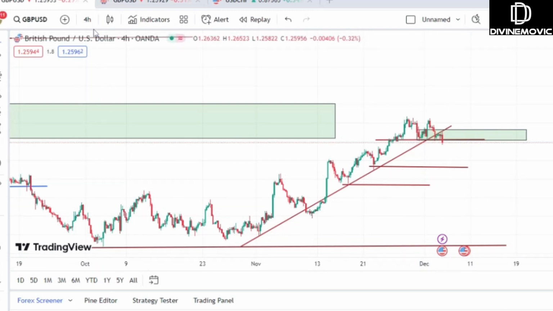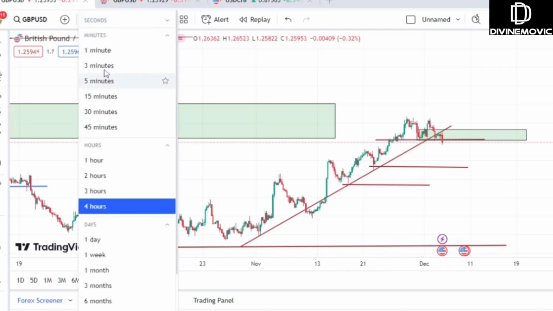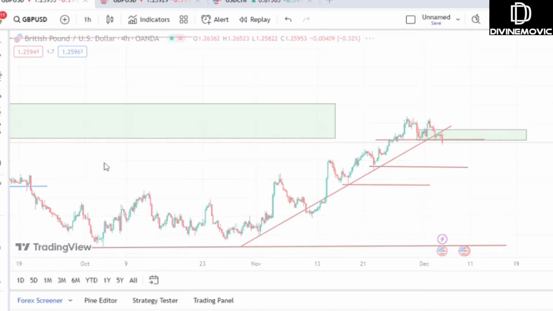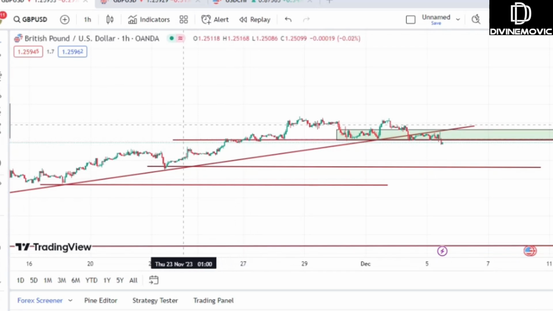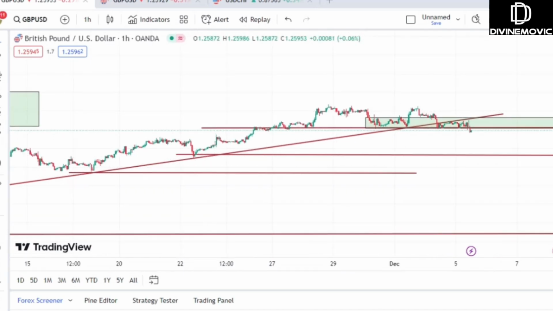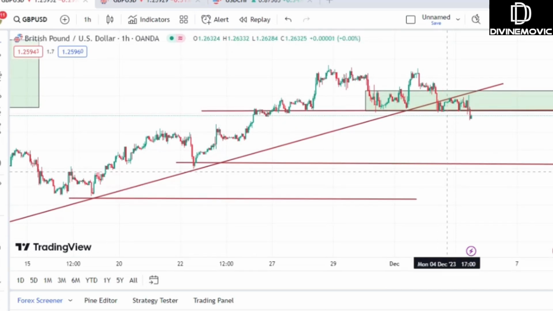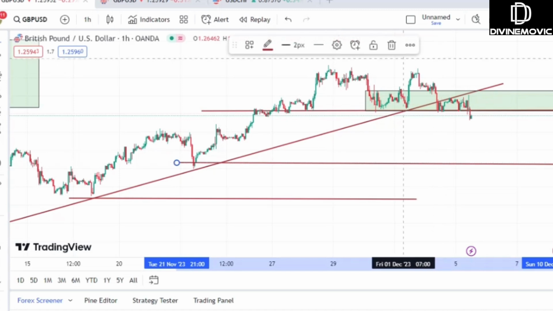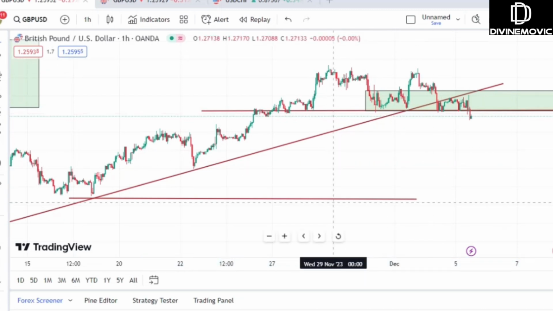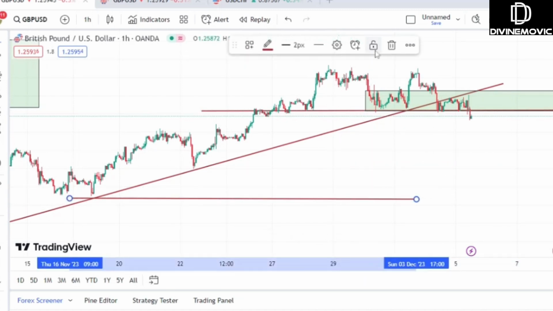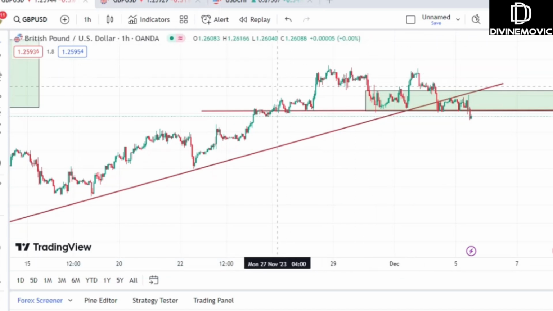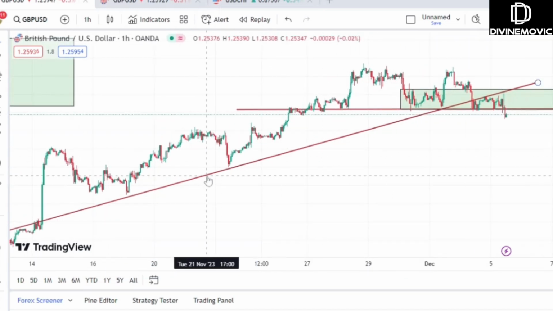Let's go to the 1 hour time frame and see what's going on there. Now on the 1 hour time frame, what I can clearly see here is that, let me move this swing low that I marked out on the 4 hours time frame so we won't get confused. Now what I can see is that this trend is still valid on the 1 hour time frame.